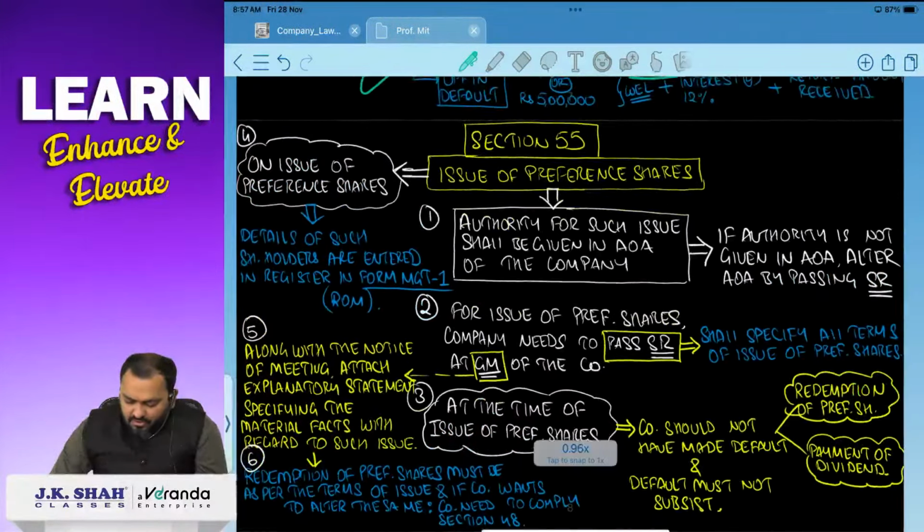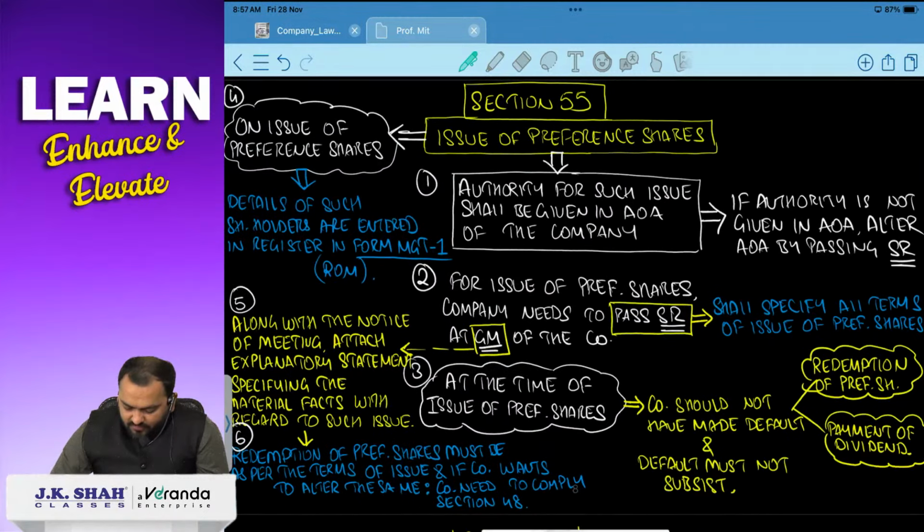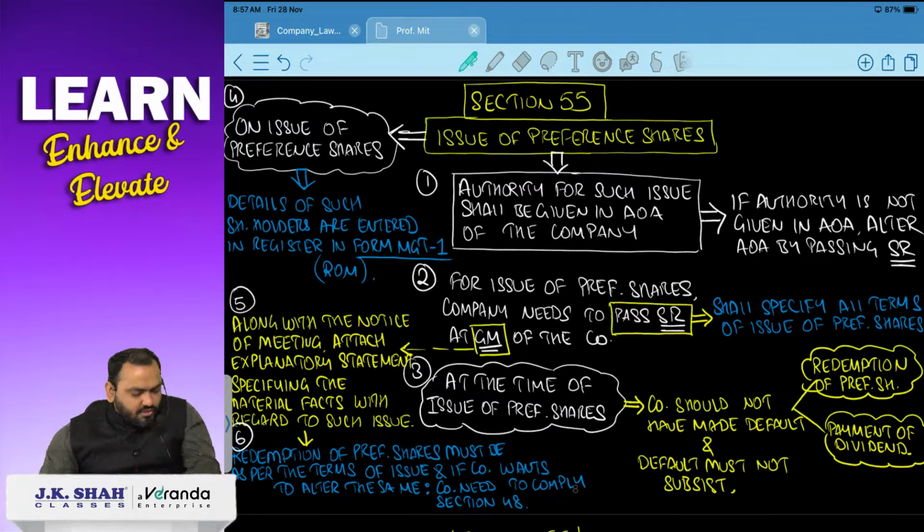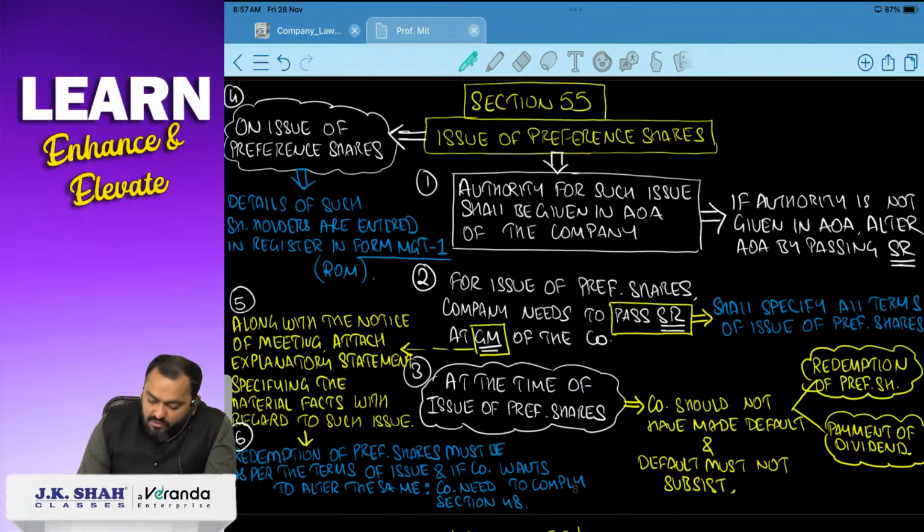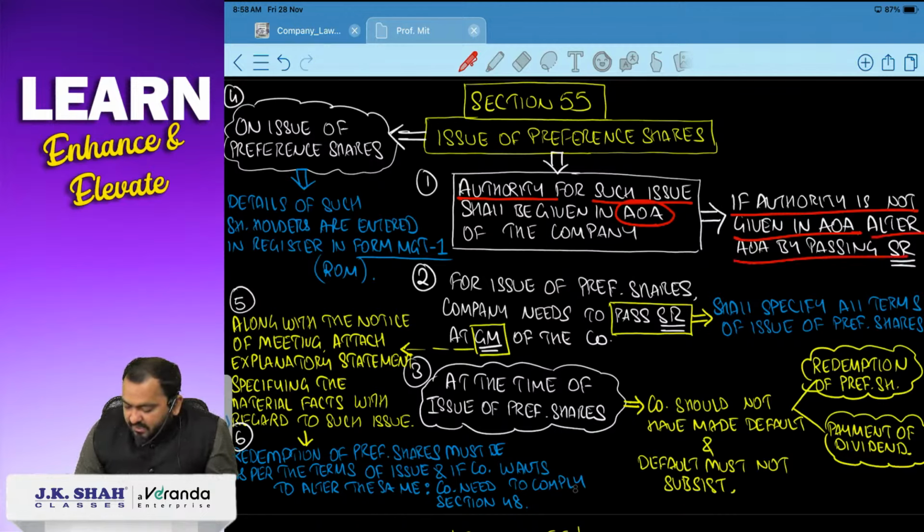Okay, let's go. So yes, can you see the points here? 1, 2, 3, 4, 5, 6. Follow the points and it's done. Firstly, if the company wants to issue preference shares, this can be done only and only and only when the company has authority to issue preference shares in its articles of association. You understood? Yes, the power to issue preference shares must be allowed in the AOA. Only then this is possible. If authority is not given in the AOA, can we alter the AOA? Yes, we can alter the AOA by passing a special resolution and then we can go for issue of preference shares.